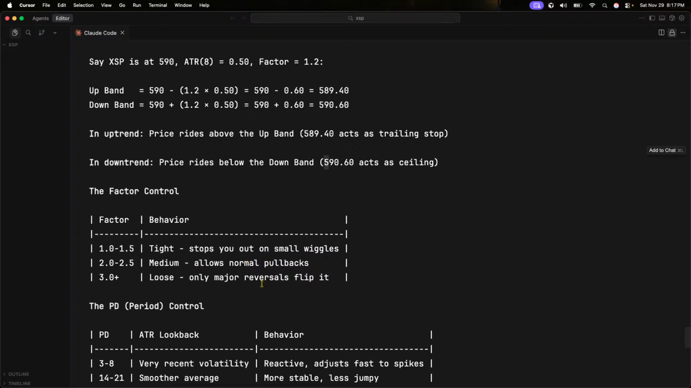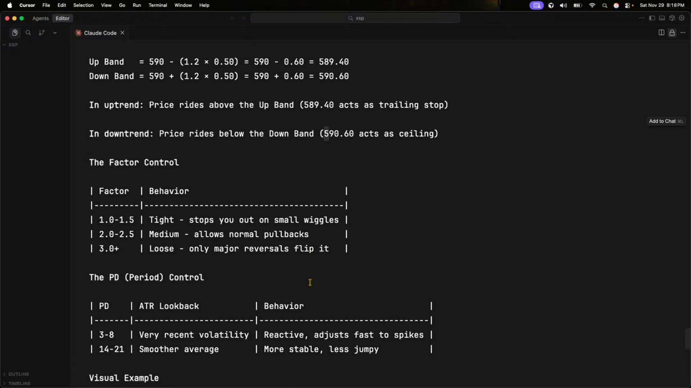Normal pullbacks, loose major reversals, flip. Okay, so we want to be in the twos, not in the ones. I was wrong in thinking that if I start in the ones it'll be a little bit more aggressive, but that's actually tighter. We want to be a little bit more medium, not as loose. So maybe like 2.8. That's where I'm going to start.